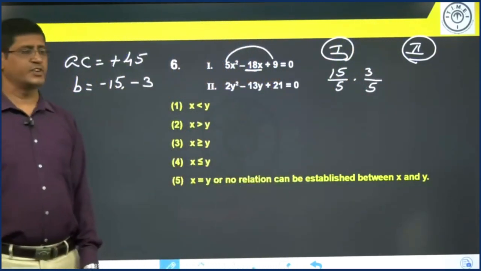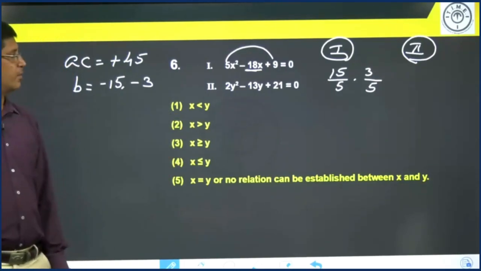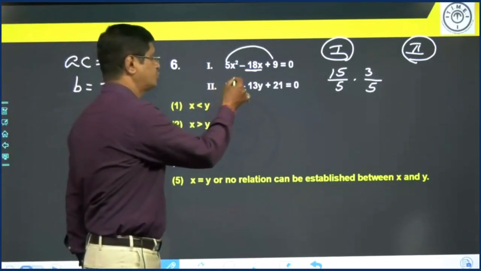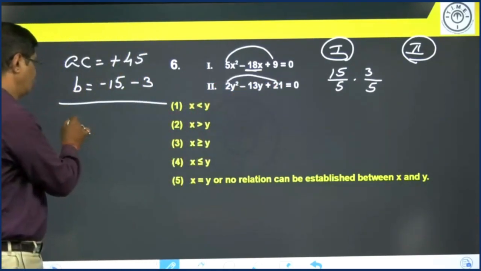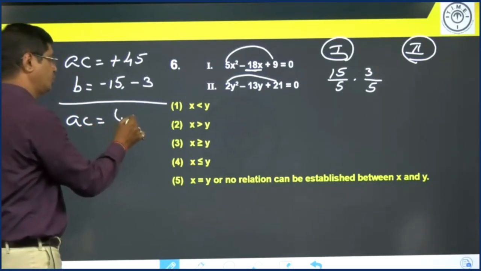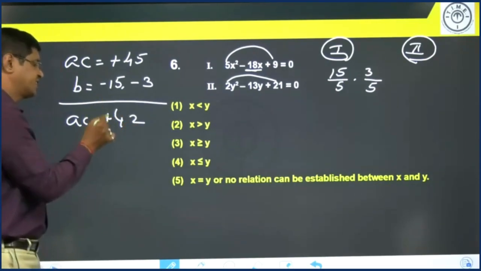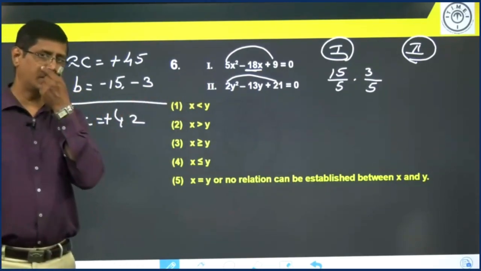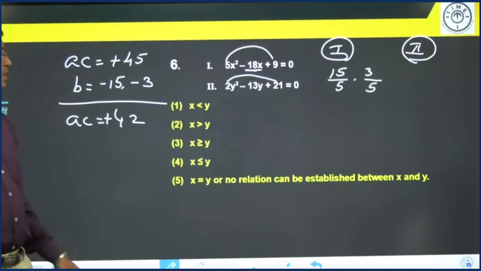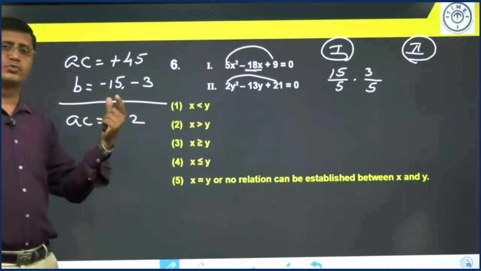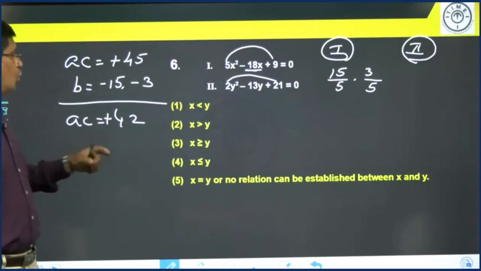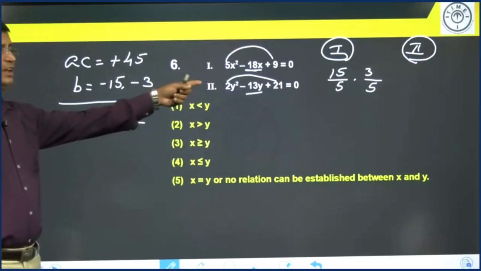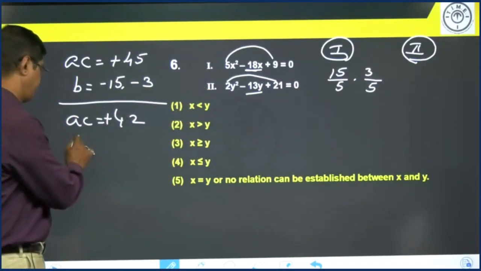Look at the second quadratic equation. 2y square minus 13y plus 21 equal to 0. 2 times 21 is 42. Now what is the sign given? Positive sign. The product a into c is equal to 42, that is positive. Express 42 as a product of two factors whose sum is equal to the middle term. So 13 is the middle term.